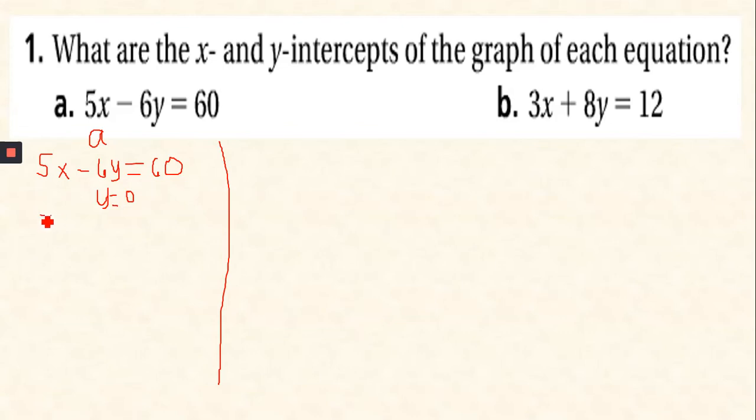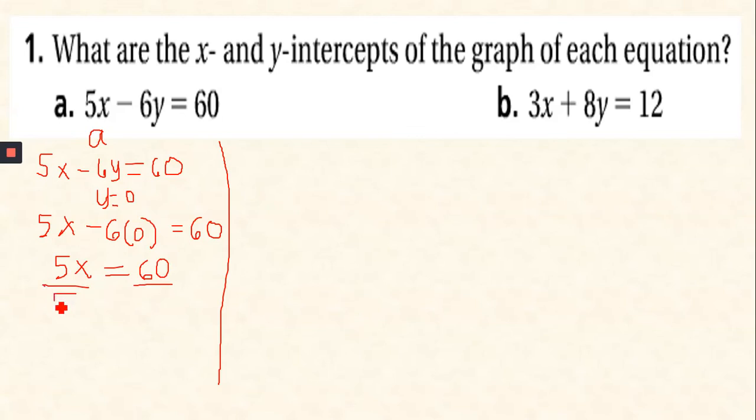So you're just going to plug in 5x minus 6. Instead of writing y, you're going to substitute it by 0. Is equal to 60. So you now have there 5x. 6 times 0, that is 0. So since that is 0, no need to write it. Is equal to 60.